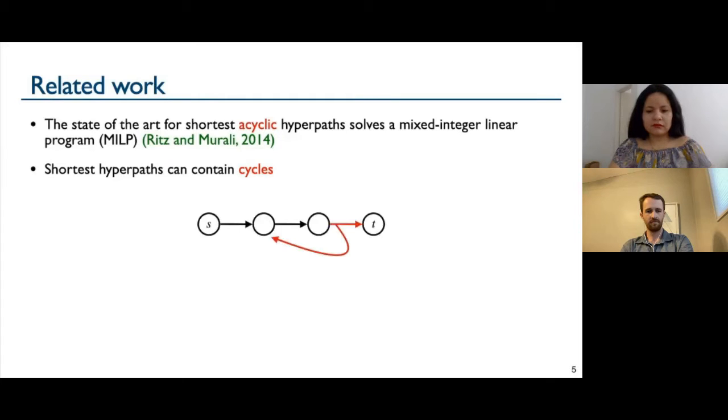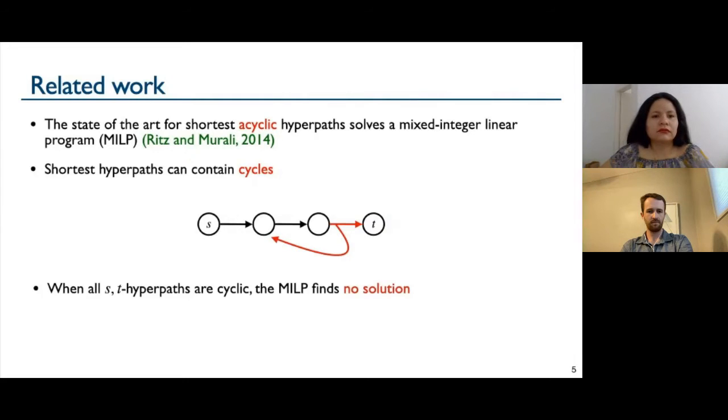Feedback cycles are ubiquitous in signaling networks, and different from ordinary graphs, shortest hyperpaths can contain cycles, as shown here in the picture, where this ST hyperpath contains a cycle, shown in red, by the single hyperedge which has a previous vertex from the hyperpath in its head. In the common case where all hyperpaths from S to T are cyclic, the MILP finds no solution, even though ST hyperpaths exist.